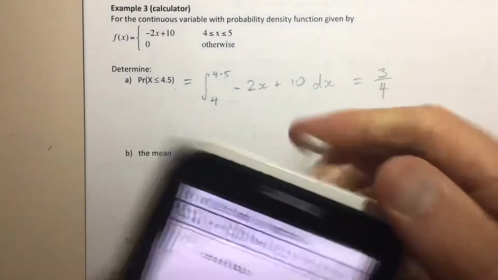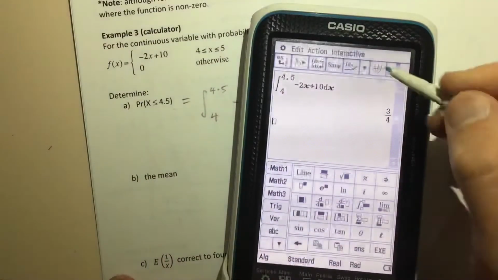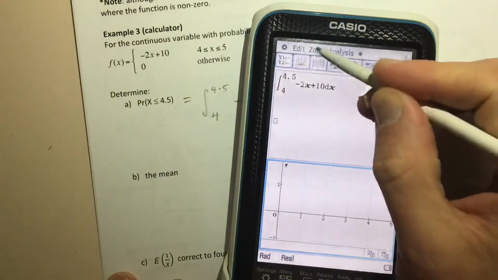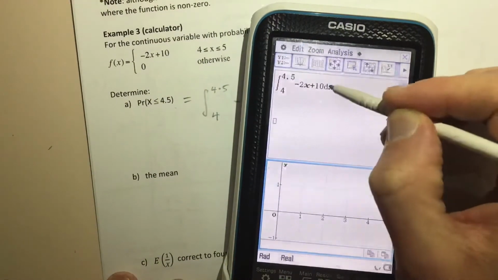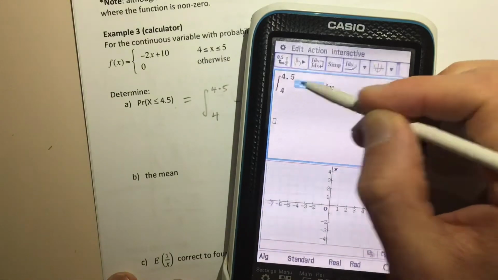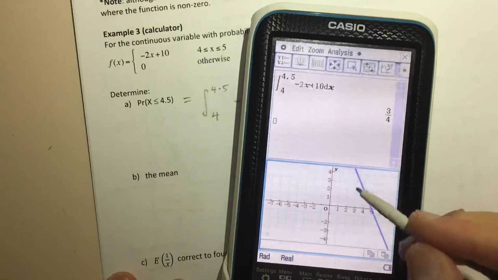Just really quickly, not that we have to do it for this question, but it's sometimes good for your understanding to see a graph of what's going on. So I'm just going to quickly clear that. Oh, don't be annoying, Kaz. I hate it when calculators don't do what you want.